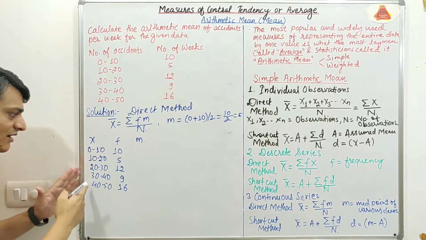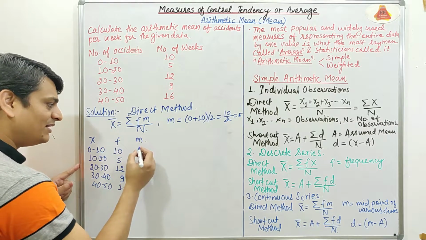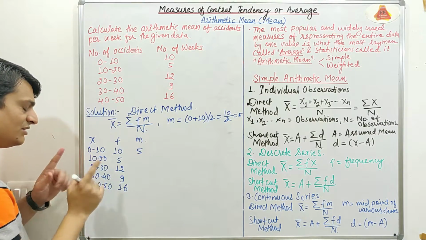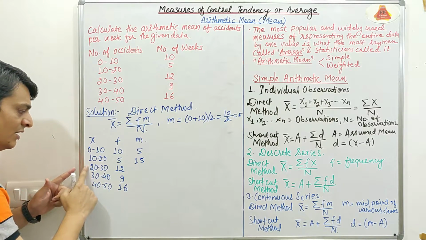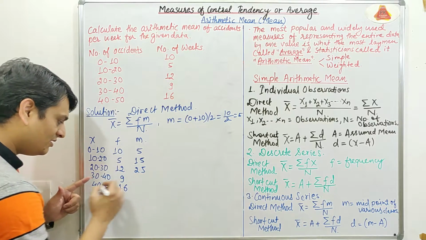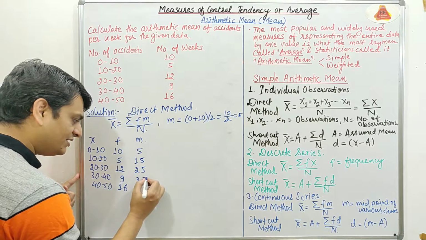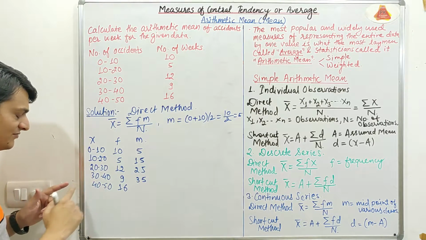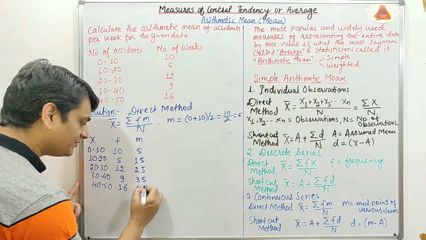Similarly we will calculate for all. So 0 plus 10 is equal to 10, divided by 2 is equal to 5. 10 plus 20 is equal to 30, 30 by 2 is equal to 15. 20 plus 30 is equal to 50, 50 by 2 is equal to 25. 30 plus 40 is equal to 70, 70 by 2 is equal to 35. 40 plus 50 is equal to 90, 90 by 2 is equal to 45.